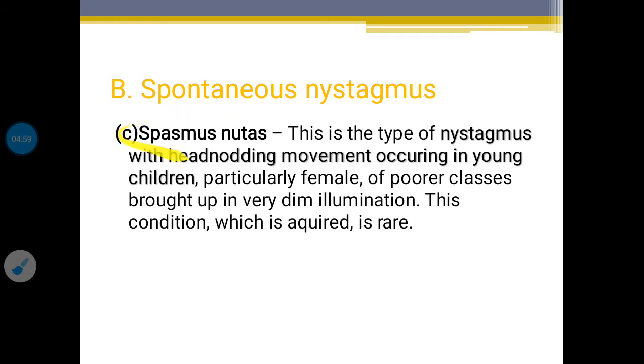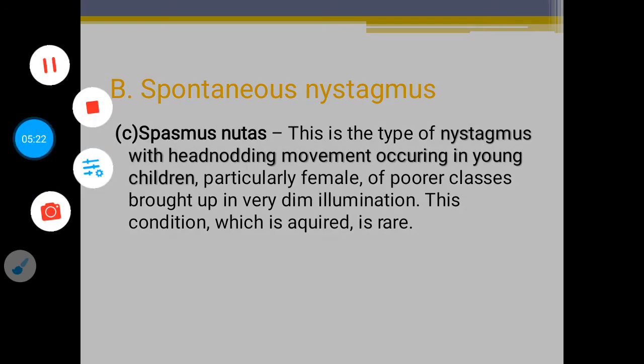Now another variety under spontaneous nystagmus is spasmus nutans. In this condition, along with nystagmus, a head nodding movement occurs in young children. Particularly, it occurs in females of the poorer class brought up in very dim illumination. This condition is acquired and rare.